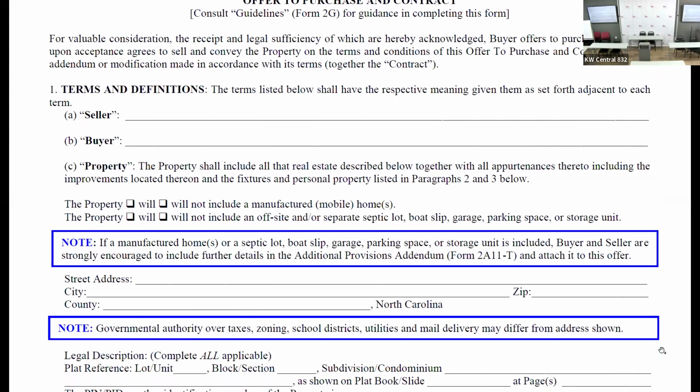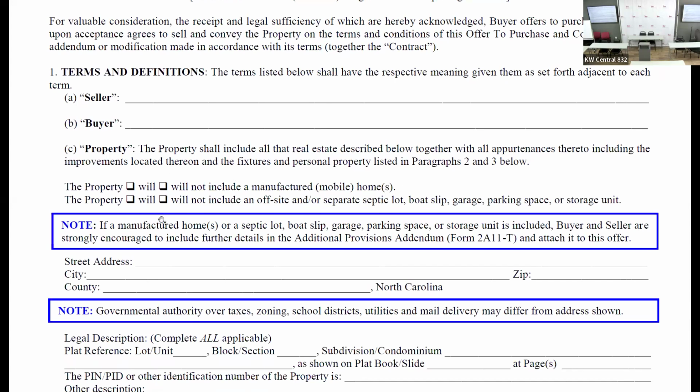One thing, if the property will include a manufactured mobile home, then you would reference the attachment of the additional provisions addendum. The additional provisions addendum references the mobile home, the manufactured home that is included in the sale.